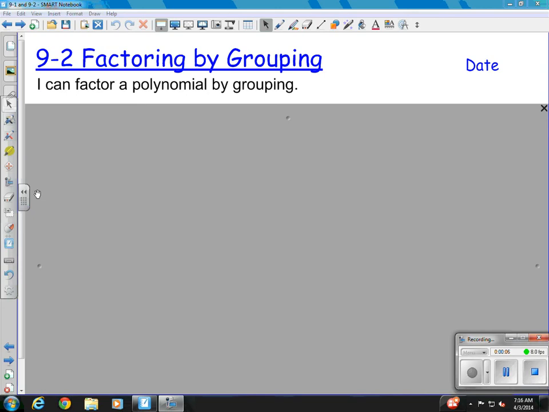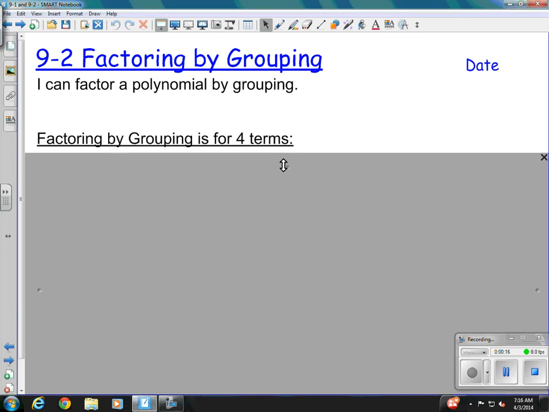So we're still factoring, and today's date goes in the top right hand corner, and our I can statement is that I can factor a polynomial by grouping. So factoring by grouping is for 4 terms. Last time we factored by GCF, which was for any number, but grouping is specifically for 4 terms.